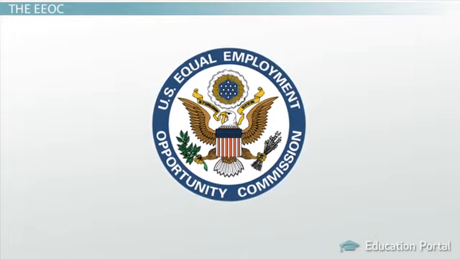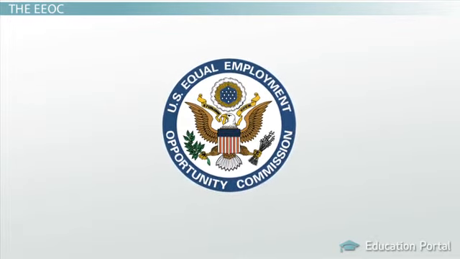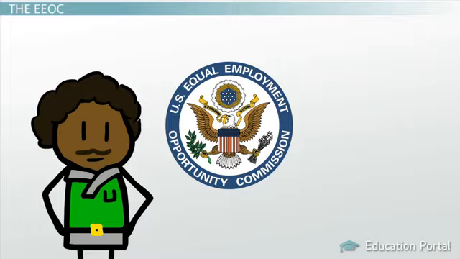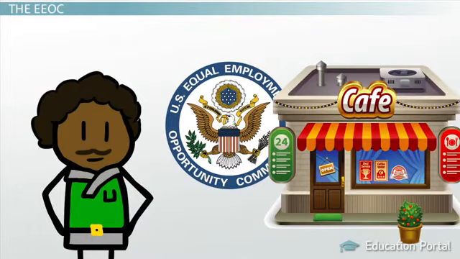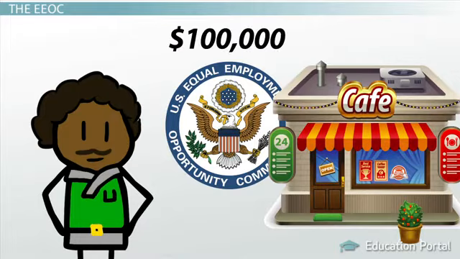Let's look at an example of the process or power the EEOC has. Ben, an African American, filed suit against an organization after interviewing with them several times and was asked to change his hairstyle to look more professional. The lawsuit ended with the organization required to pay $100,000 to settle the suit.